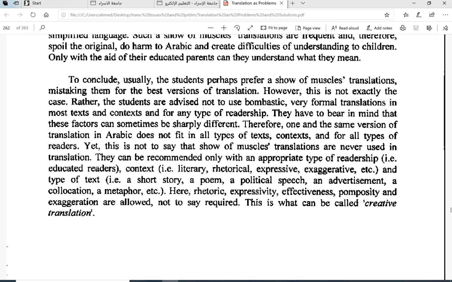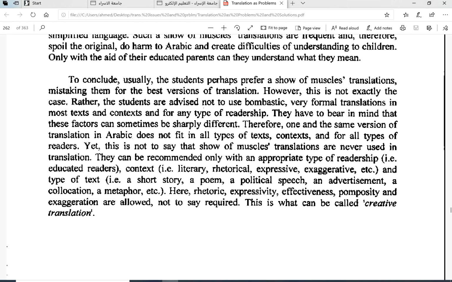To conclude, students usually perhaps prefer show-of-muscles translations, mistaking them for the best version of translation. However, this is not exactly the case. Rather, the students are advised not to use bombastic, very formal translations in most texts and contexts and for any type of readership. They have to bear in mind that these factors can sometimes be sharply different.